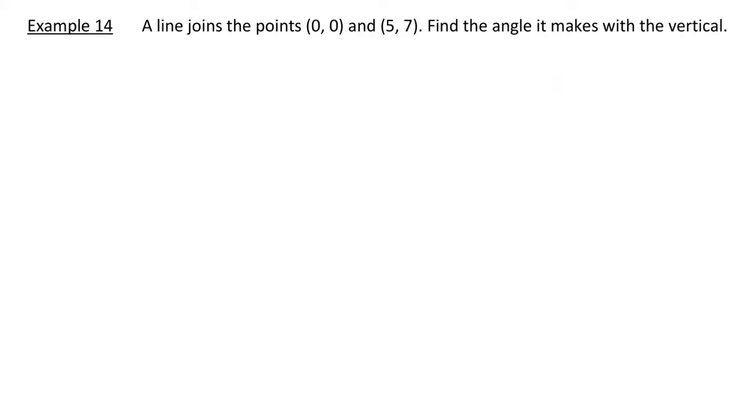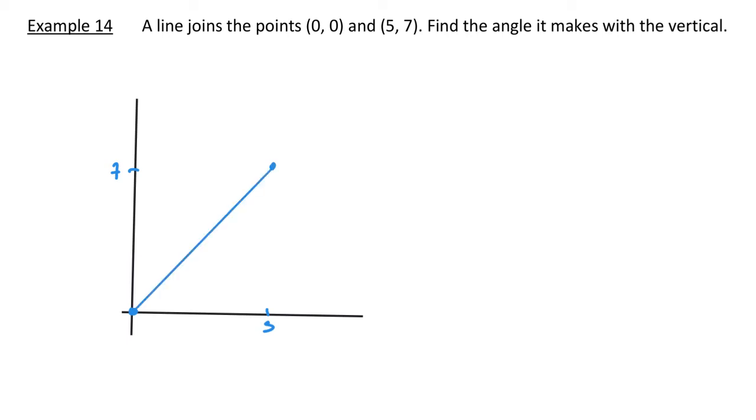Example 14, a line joins the point 0, 0 and 5, 7. Find the angle it makes with the vertical. So what we'll do is we'll sketch out our set of axes. And we've got the points 0, 0 and 5, 7. So that'll be across 5 and up 7. And the line will join those 2 points.